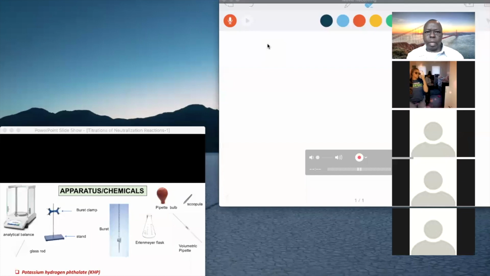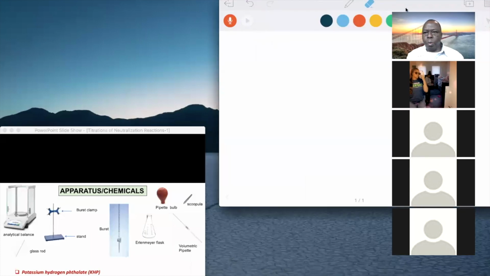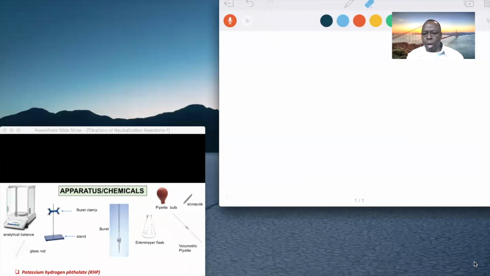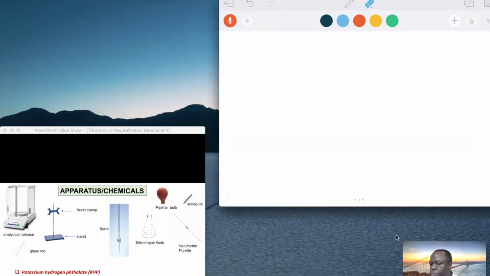To this point, there are some prerequisite concepts you need to apply in this experiment as well. You may not really see it in the handout, but you are expected to know. Let me share my screen here and show you those prerequisite skills which you should have.